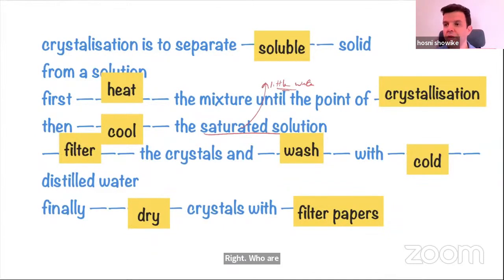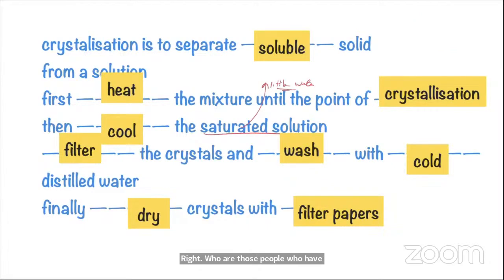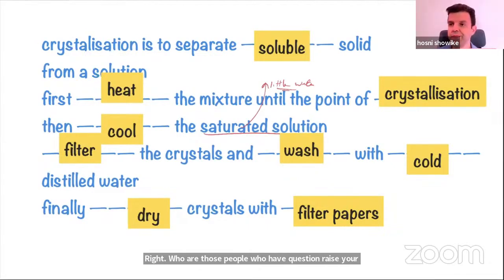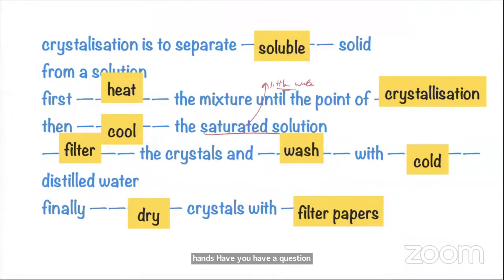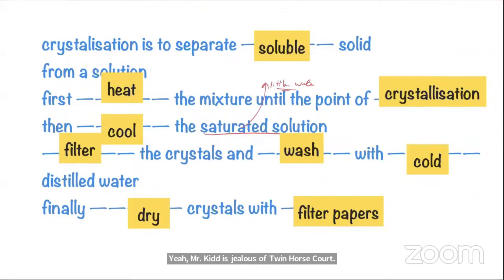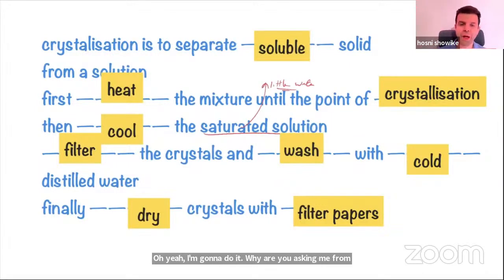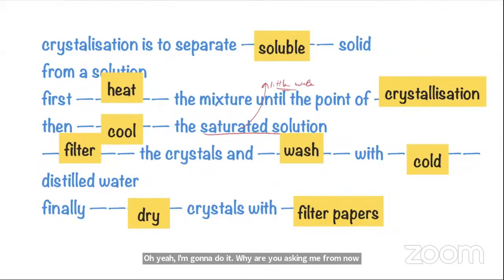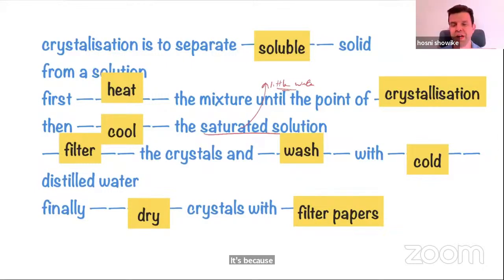Who are those people who have a question? Raise your hand. Freddie, you have a question? Mister, could you just do the true and false part? Where is it? It's the next question. Oh yeah, I'm gonna do it. Why are you asking me now about doing something that I'm gonna do afterwards? I don't understand. Because the time is up, so I'm asking you. No, but my friend, look, I have a plan here, so please don't tell me what I'm gonna do next. It becomes very annoying.